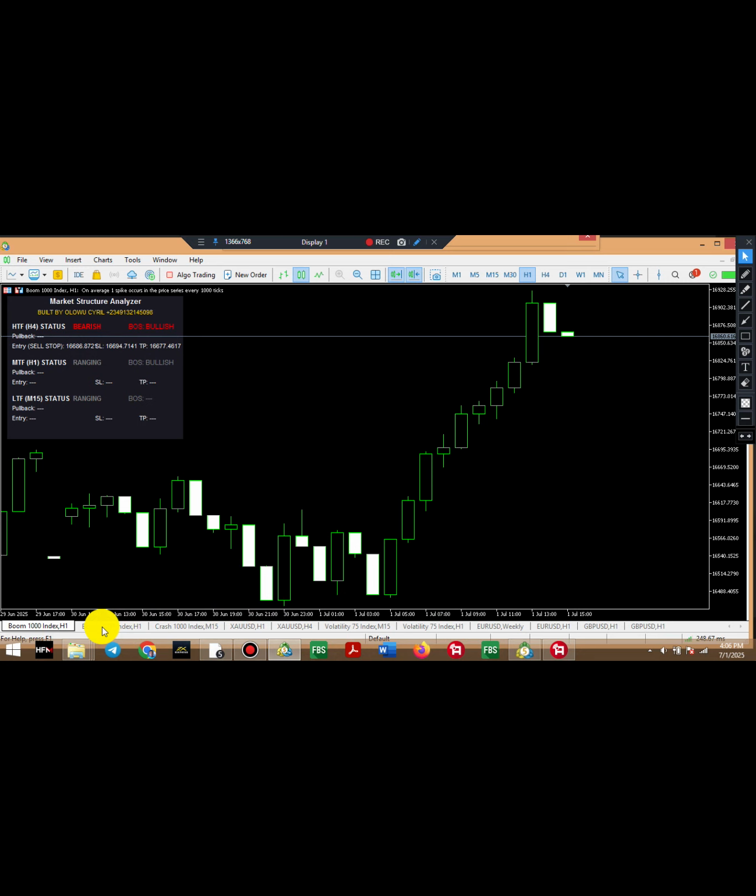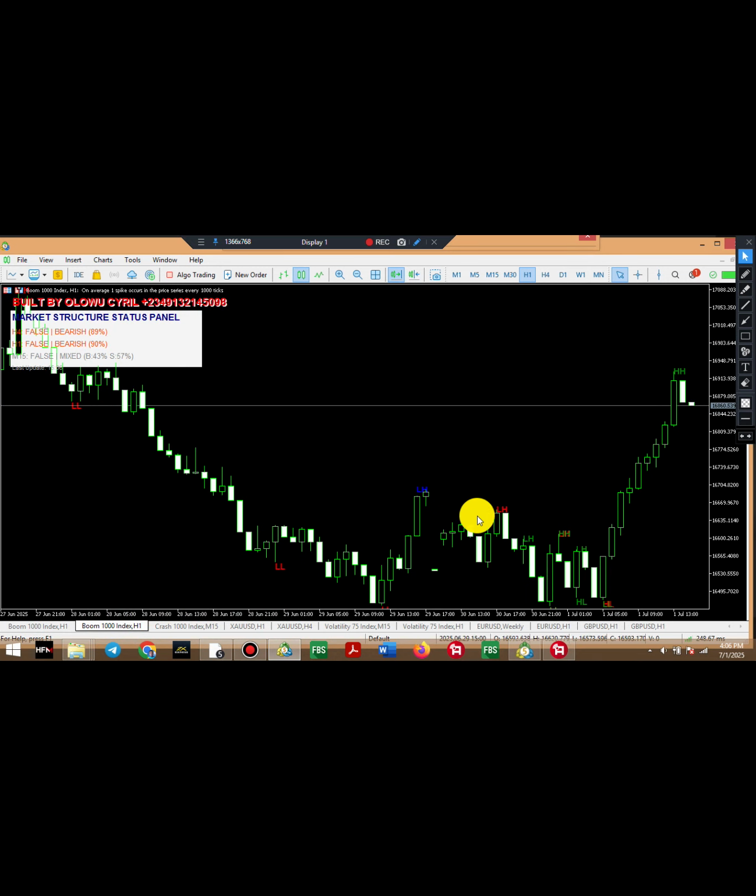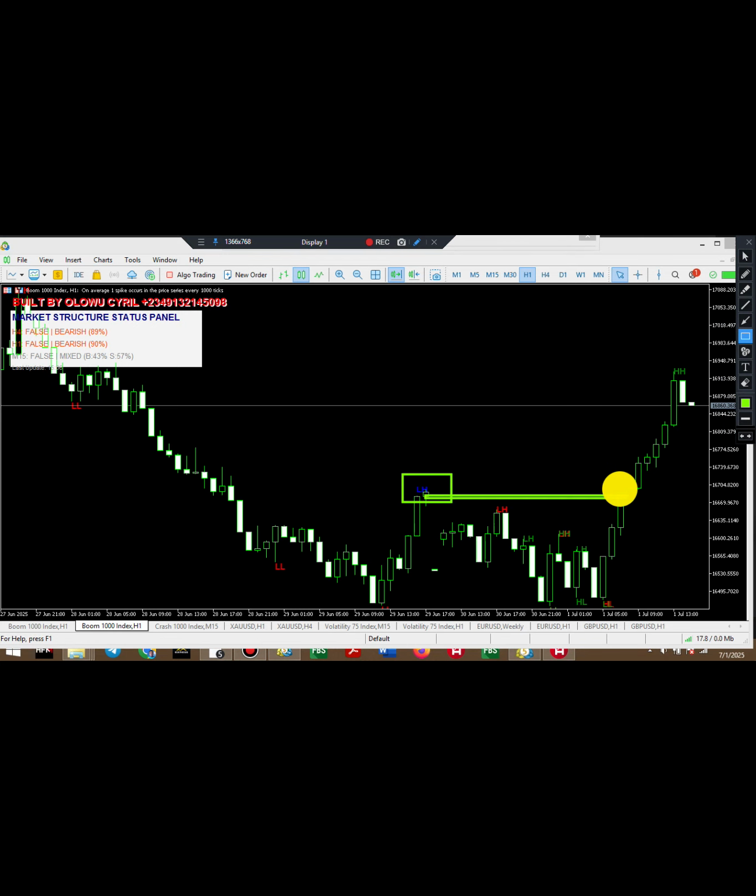Now let me show you this software. This is still on H1, right? Now why do we get that bullish BOS on H4? It was because of this move. Yeah, this is the H4 lower high. Immediately price broke above it, that's why it signals a break of structure on Boom 1000 on the 4-hour, because price broke above that point. Initially it was a bearish BOS towards the downside, but once price broke above it, it is now reflecting as a bullish break of structure.